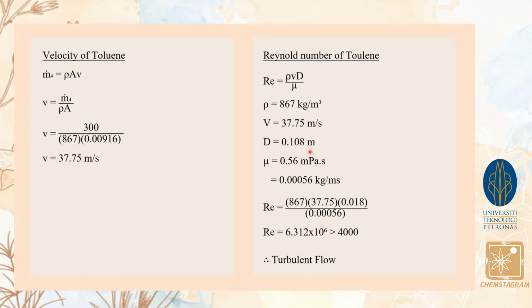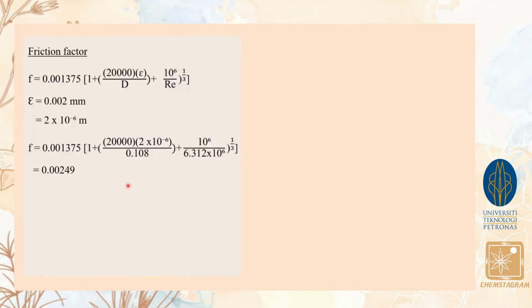D is diameter. The diameter of the pipe in the stream that we use is 0.108 meter. And the last one is mu, which is represented as the dynamic viscosity. For toluene, the dynamic viscosity is 0.00056 kg per meter second. Substituting all of these values into the Reynolds equation, we got the Reynolds number is around 6.312 times 10 to the power of 6, which is more than 4,000. Based on the principle, this is a turbulent flow.